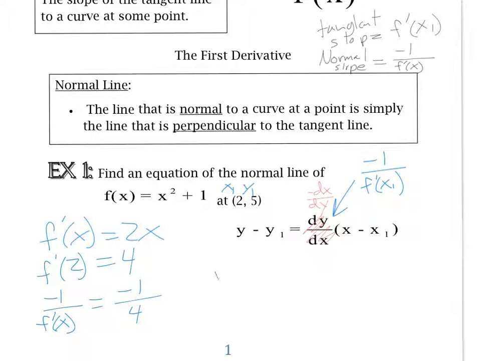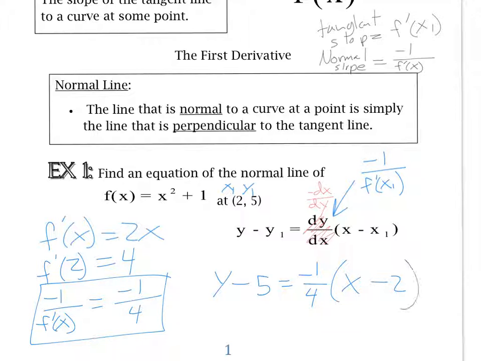And so we're going to put it all together, and our equation is going to be y minus our y1, which is 5, equals, remember, instead of the standard derivative here, I'm going to take the normal line slope, which is the negative reciprocal. So I'm going to plug in a -1/4 times x minus 2. Boom. There we go. We've got the equation of the normal line. All right, let's go to the next page.